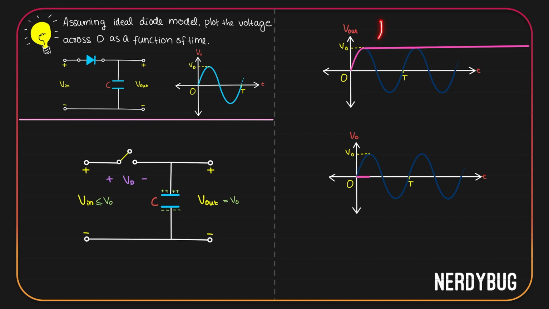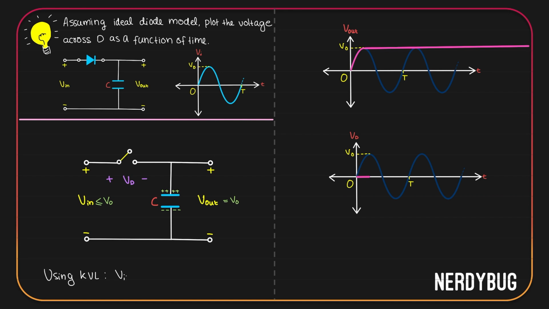So from the output graph, we can see that after T by 4, when the capacitor gets completely charged, the diode is forever in reverse bias. The diode is forever modeled by an open circuit. To find the potential across the open circuit VD, let us use KVL. We are giving the input here. We have a drop across the diode. We have a drop across the capacitor.